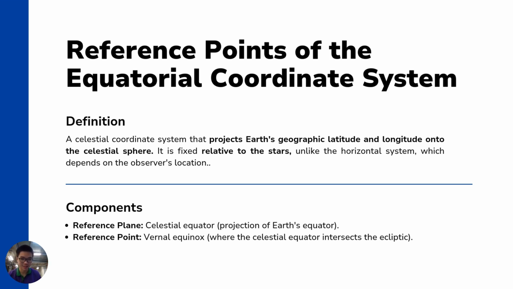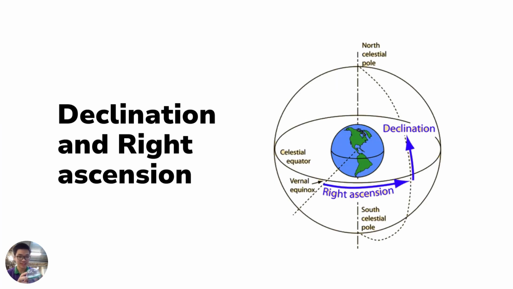The reference point is just for referencing, so you can know better where the celestial body is. So we have the celestial plane, which is the celestial equator, a projection of Earth's equator, and also the reference point, which is the vernal equinox, where the celestial equator intersects with the ecliptic. So next, I'll talk about the declination and right ascension.